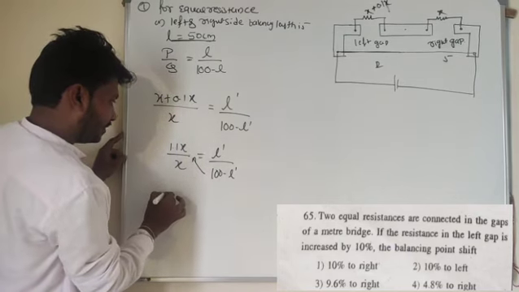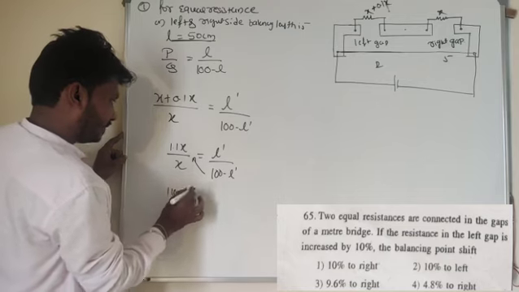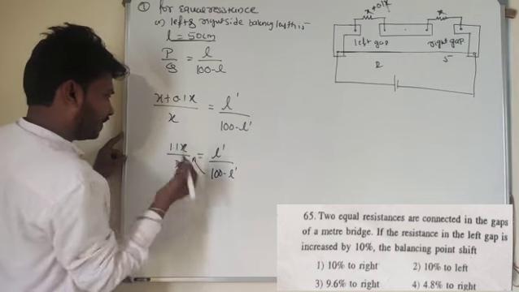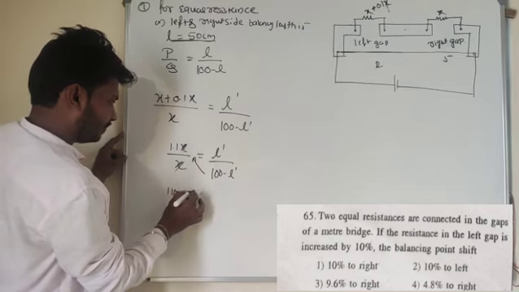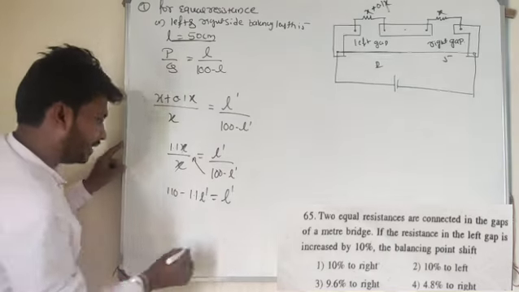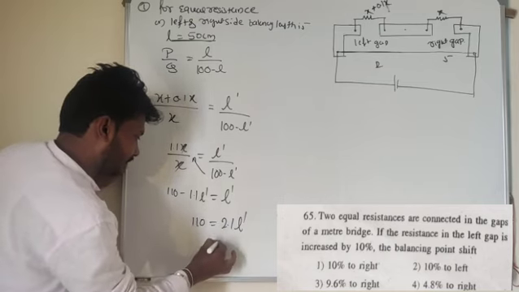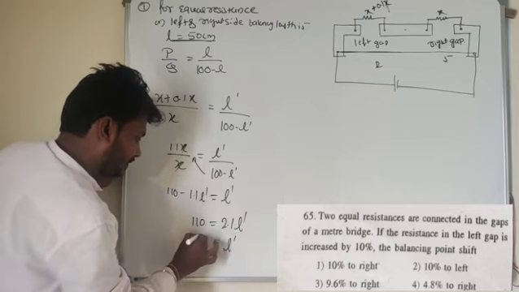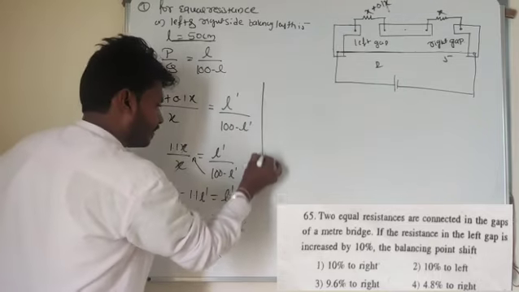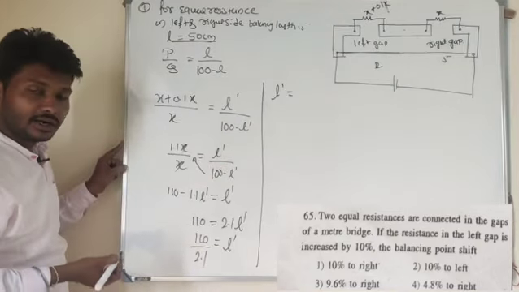100 into 1.1. 110 minus 1.1 L dash, here the X value will cancel out, it is equal to L dash here. So 2.1 L dash is equal to 110. L dash is equal to 110 divided by 2.1 here. What's the value then? L dash is equal to 110 divided by 2.1.